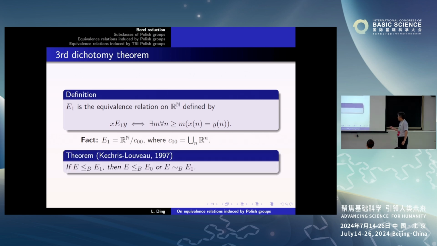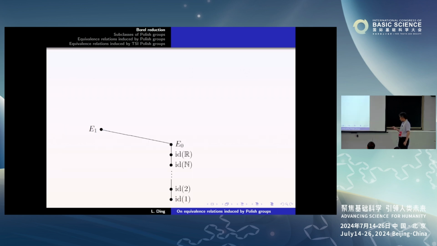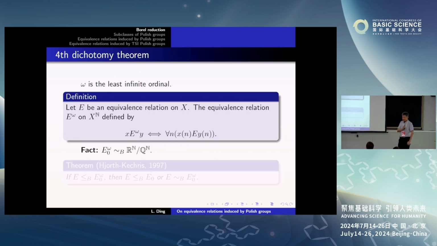Now, the third dichotomy says that if we already know that E is below E1, then there are two cases. One is E is below E0, or otherwise, E is bireducible to E1. So it means that there is no equivalence relation between E0 and E1. Here is a dichotomy. But now it's not lines like this, like here, because we are going to the fourth dichotomy.